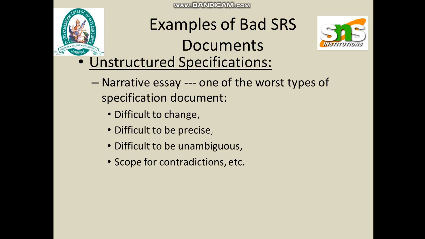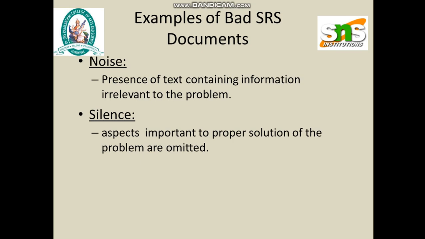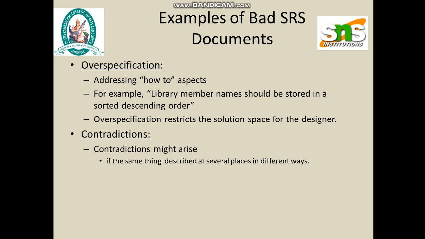And what are the examples of a bad SRS document? A bad SRS document is difficult to change, difficult to make precise, difficult to keep unambiguous, and has scope for contradictions. These are extras. A bad SRS document will also have noise. Noise means the SRS document may have irrelevant data. And silence: at a particular place it needs more detail about a feature, but that is missed, and that is called silence.